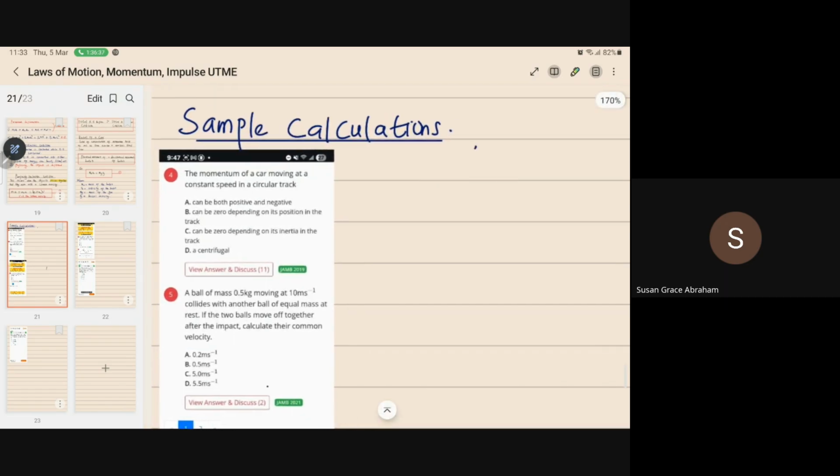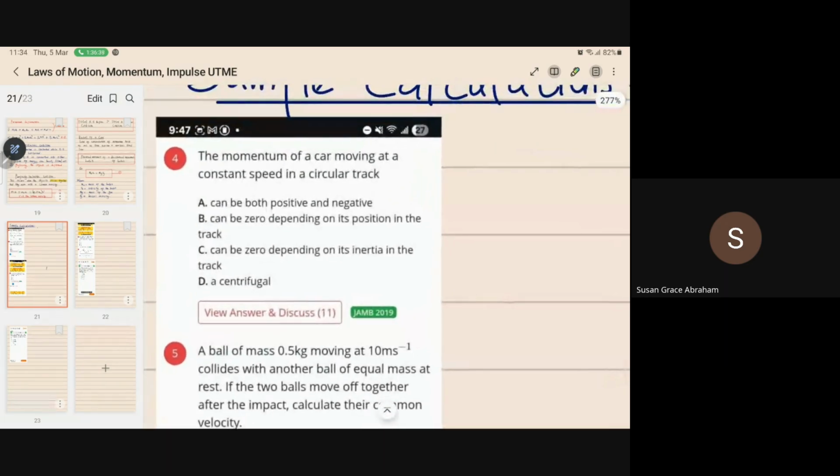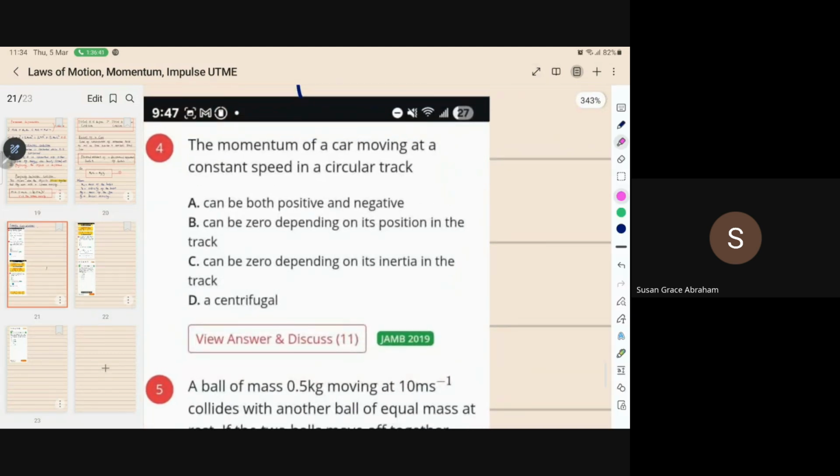So which means that it can be positive and it can be negative. Thank you so much, Justice, because I told you guys that momentum is a vector quantity. Because it's a vector, it can be positive or negative depending on the direction. And as you're moving around a circular track, your direction is changing, and as direction is changing, velocity is changing. And changing velocity equals changing what? Momentum. So the answer is going to be what? A. Does it make sense?